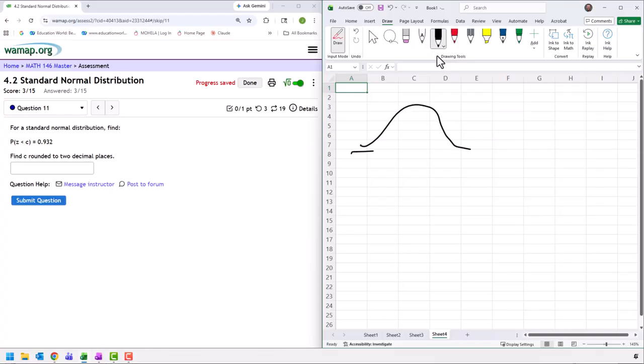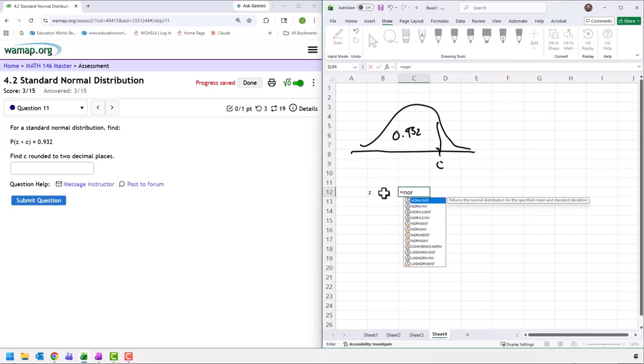So here's my normal distribution, a little curvier this time. So I've got a c over here somewhere, and this area to the left is 0.932. So now we have an area, and we're looking to find a score. So we're essentially looking for a z-score here, and when we do this, it's going to be normal, but it's going to be a normal standard inverse, and we just need to enter the area to the left here, 0.932.